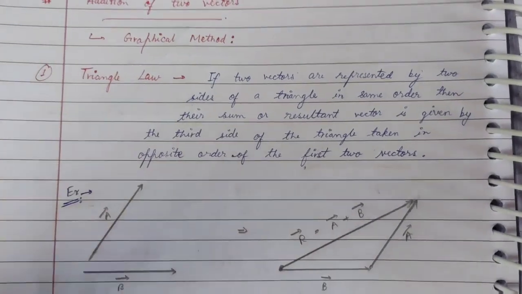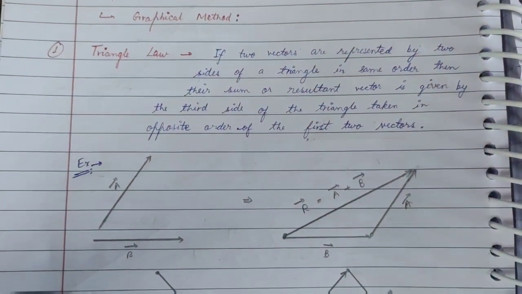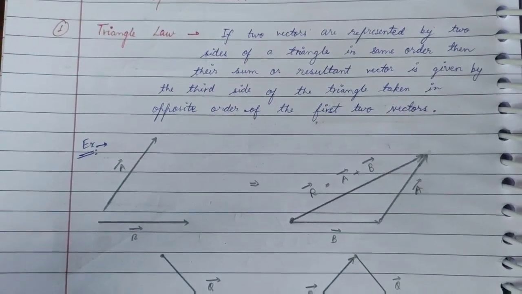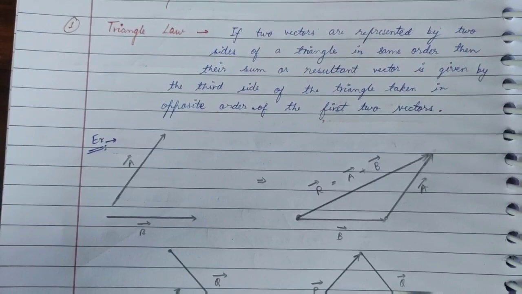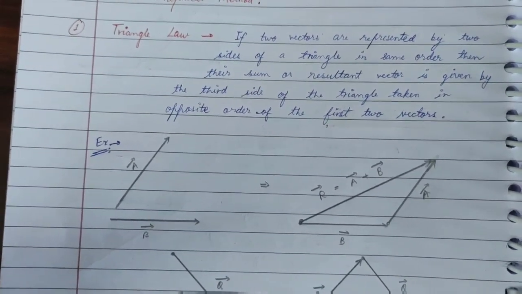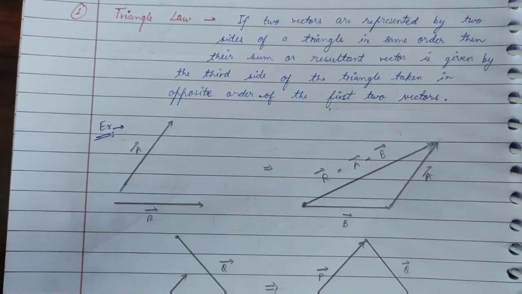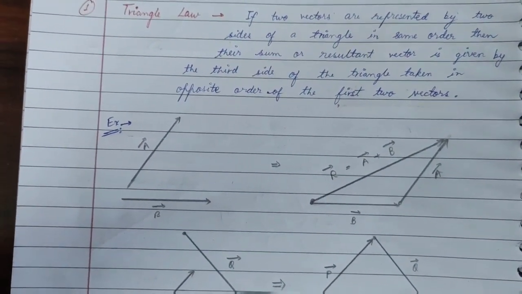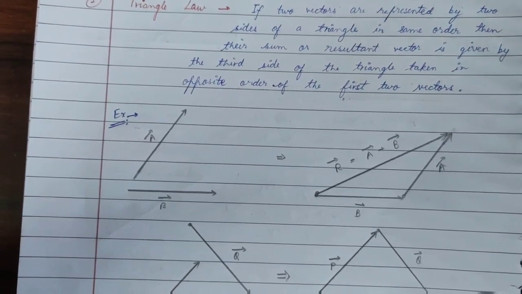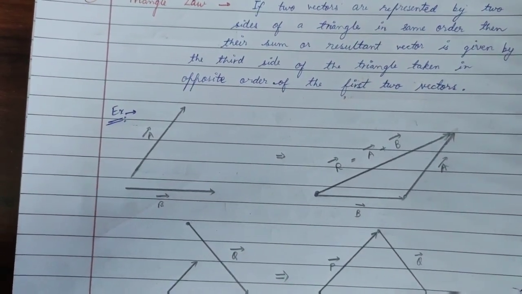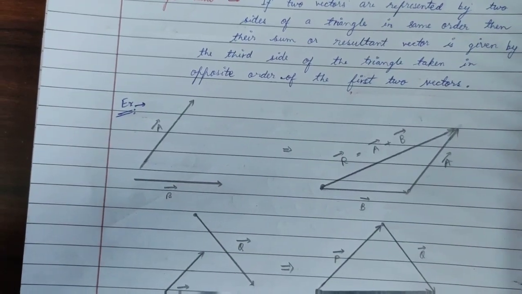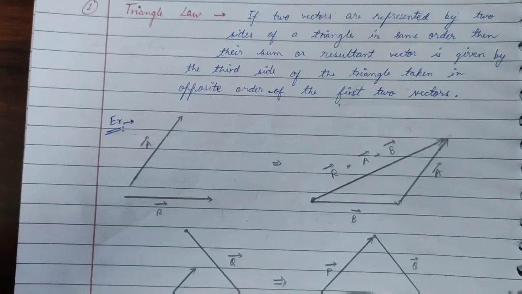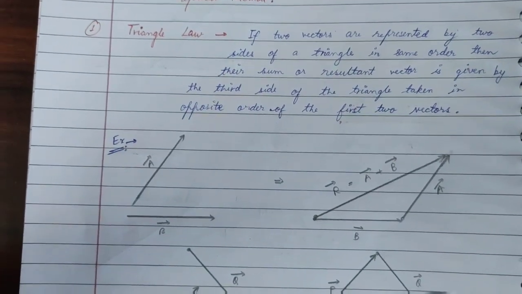If two vectors are represented by two sides of the triangle in same order, basically meaning a tail of a vector is connected to the head of a vector, okay, and different order means tail of a vector is connected to the tail of the vector only. Then their sum or resultant vector is given by the third side of the triangle taken in opposite order of the first two vectors. Opposite order means that tail of two vectors are connected to each other or head of two vectors are connected to each other. Okay, let us see with the first example.